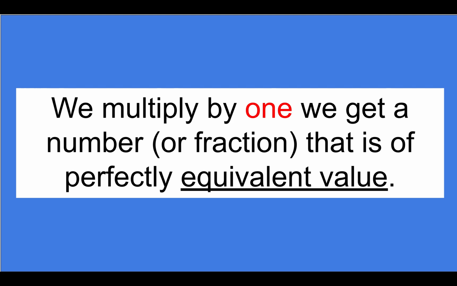We multiply by 1, and when we multiply by 1, we get a number or fraction that is of perfectly equivalent value. So this should say when we multiply by 1, we get a number or fraction that is of perfectly equivalent value. And I'll show you what I mean.